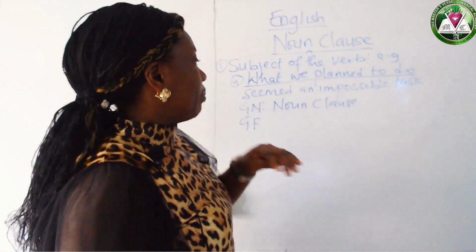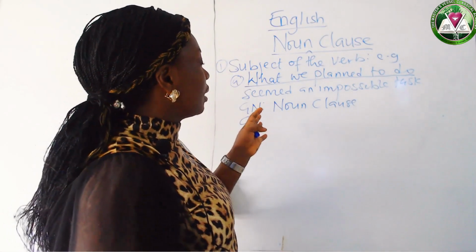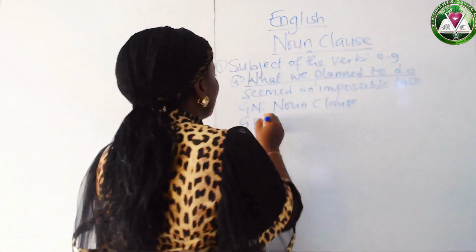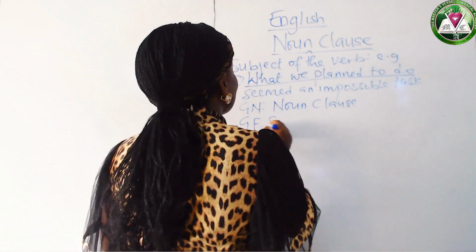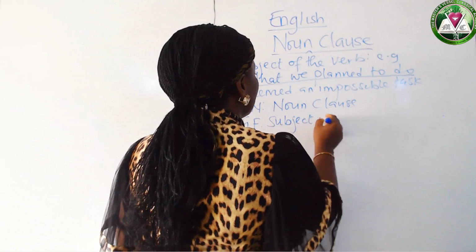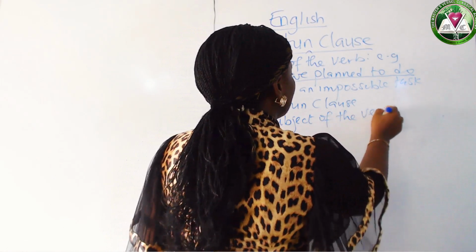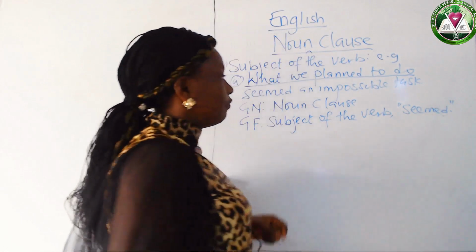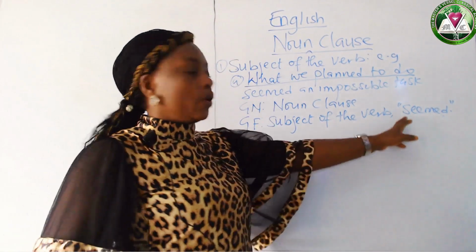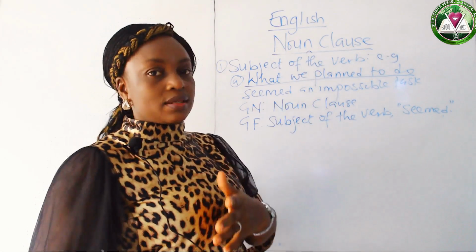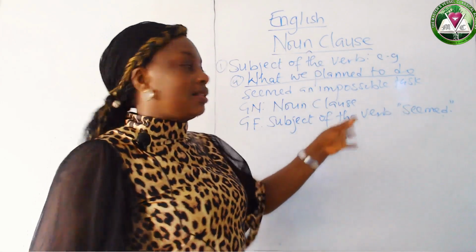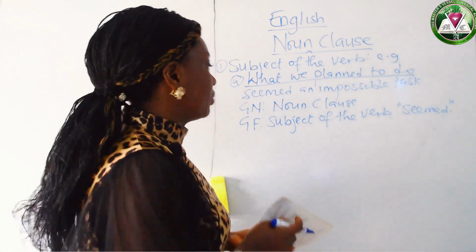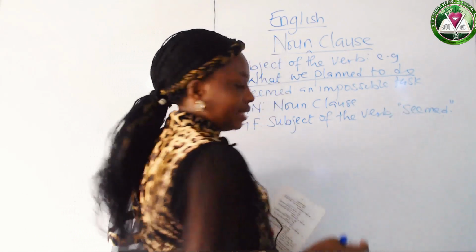Okay, the verb we are talking about here is the one that is following the noun clause, and that is seemed. So we say our GF is subject of the verb, seemed. Okay, and remember that the verb we have identified should be in quotes. If it were an external exam, if it's not like this, then the student will score 0. So please, it should be like this. Subject of the verb, comma, then in quotes, seemed.